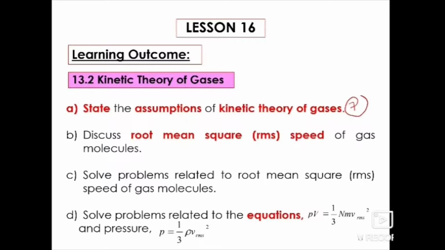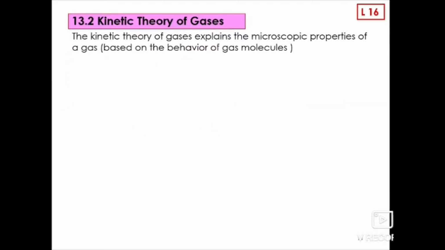Okay, next, discuss the root mean square or RMS speed of gas molecules. Number 3, solve problems related to the root mean square speed of gas molecules. The last one is solve problems related to the equation. Okay, so now we look at the assumptions of kinetic theory of gases. Kinetic theory of gases explains the microscopic properties of the gas and is based on the behavior of gas molecules.